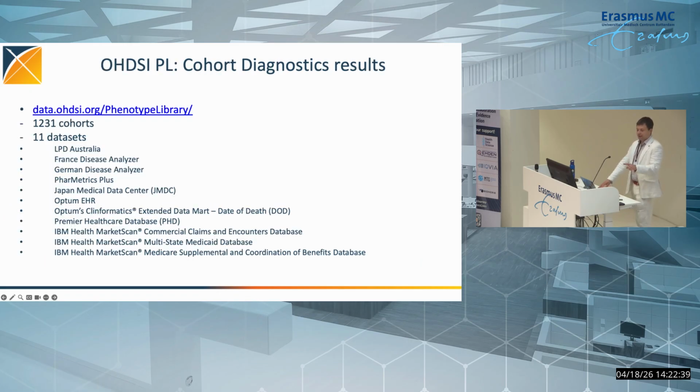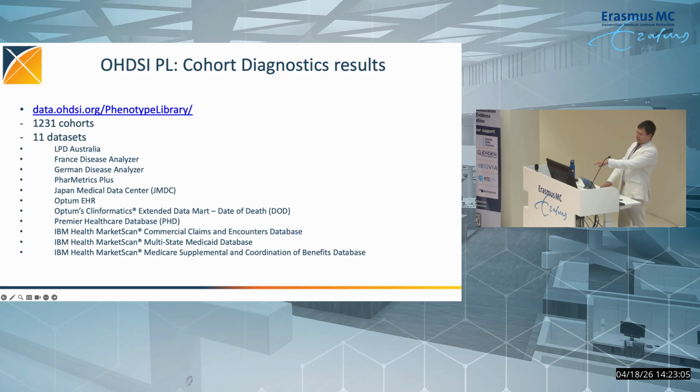Then we also have a nice resource, which probably will not be accessible easily if all of you try to click it right now, but if you do it one by one, it will be. This is the OHDSI phenotype library cohort diagnostics. So you not only have cohort definitions, but you also have information about those cohorts, run on 11 data sets.